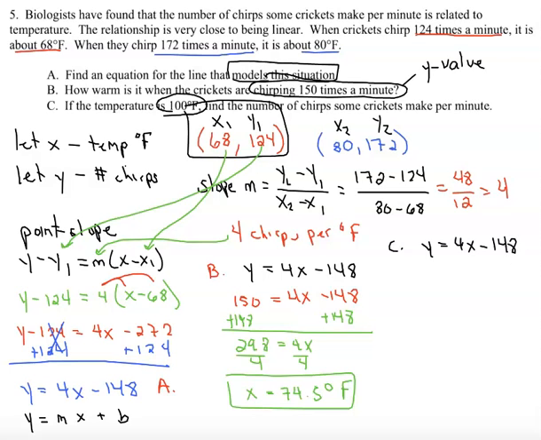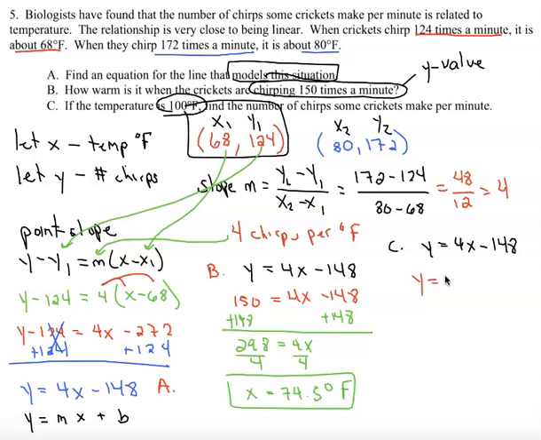Am I giving you the x or the y here? Am I giving you a value for x or am I giving you a value for y? If the temperature is 100 degrees Fahrenheit, is that my x or is that my y? Go back to your definition of what you defined. x is the temperature. Okay, so 100 degrees Fahrenheit, so that 100 goes in for x.